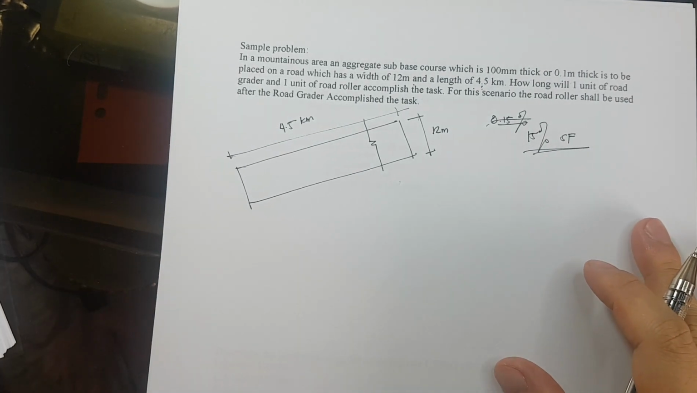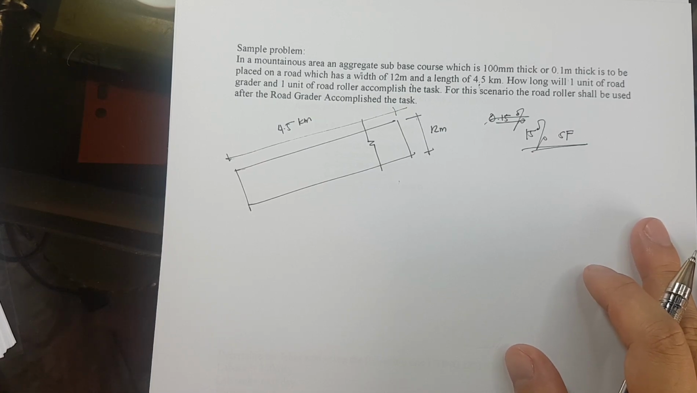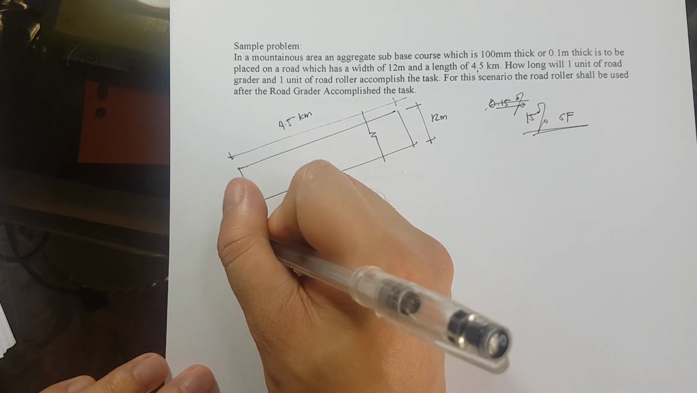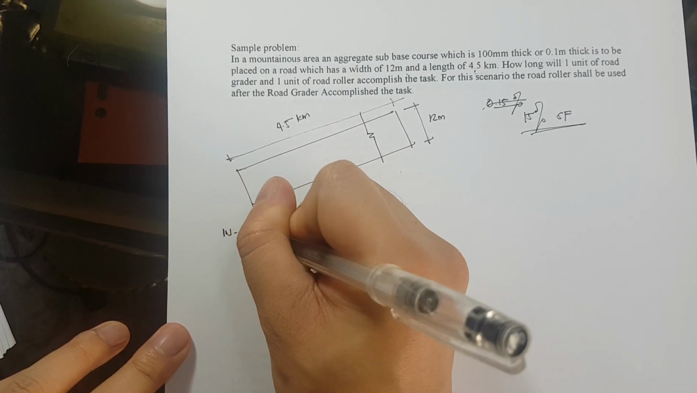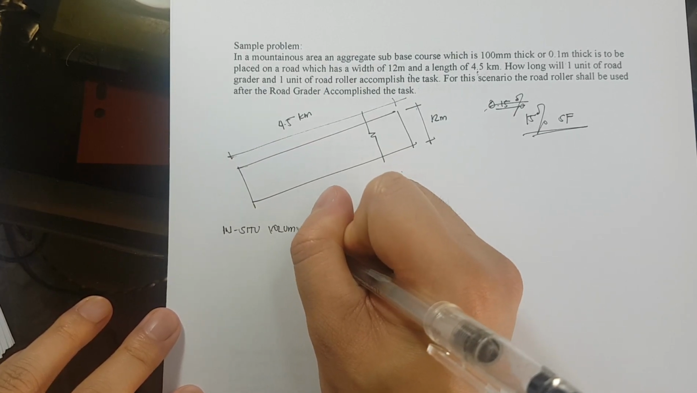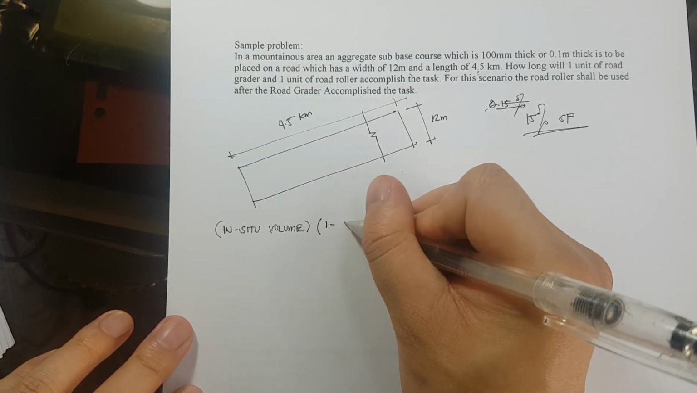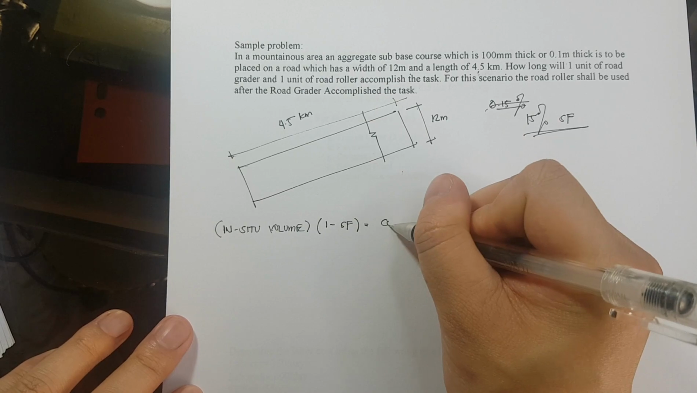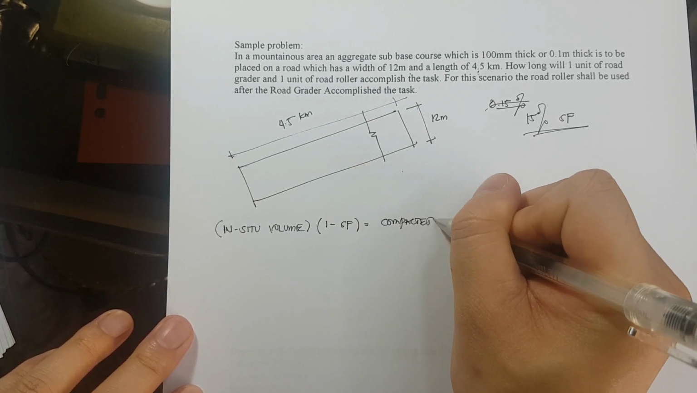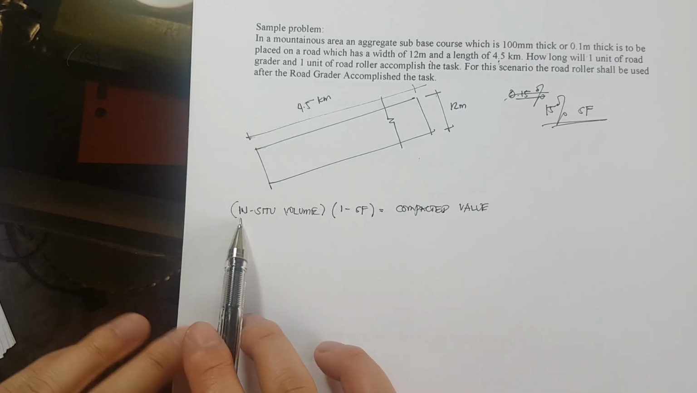Okay? Now, para malaman natin yung duration, we need to determine yung volume na yun. Okay? So the in situ volume, when we say in situ, it is the in place. So in situ volume times 1 minus the shrinkage factor is equivalent to the compacted value. Okay? Now, what will be the in situ volume?